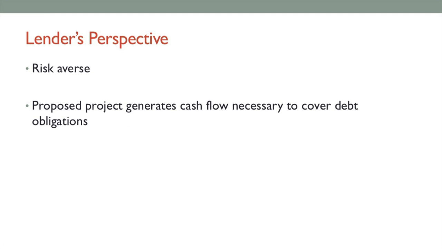And then the lenders' perspective. Lenders, as I mentioned, use a pro forma because they want to evaluate how effectively a proposed development is going to generate the funds necessary to offset the debt obligations. They want to make sure that the developer can pay off the loan. Lenders are notoriously risk averse, right? Developers tend to be more involved in taking risk. Lenders don't want to take risks. They want to be assured that the proposed development will in fact cover their debts.